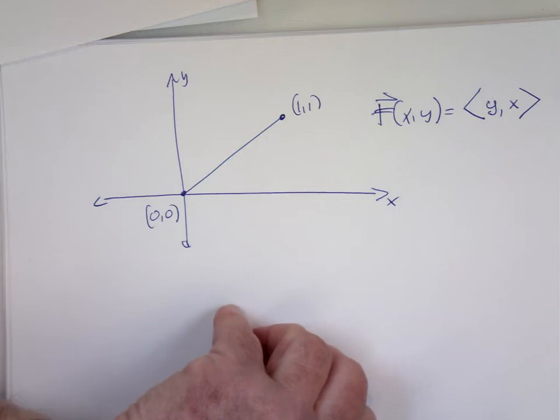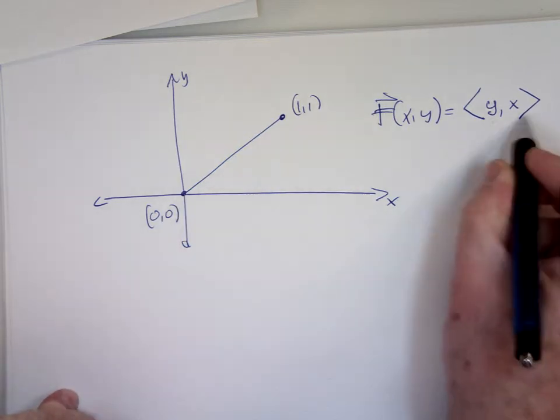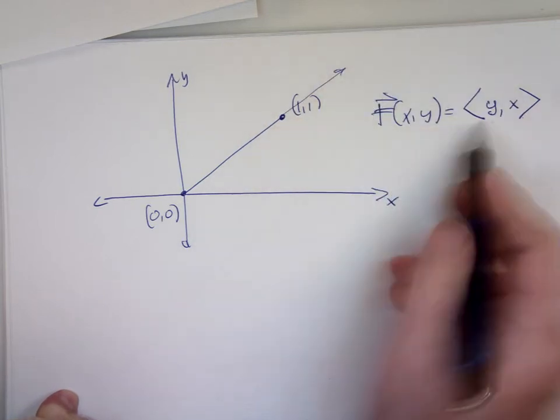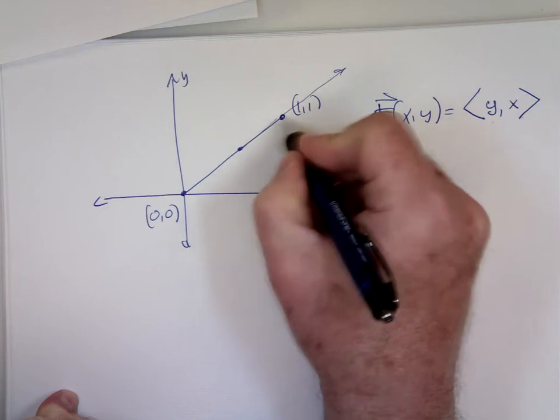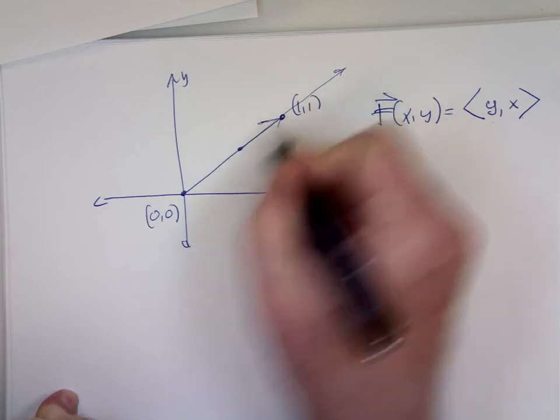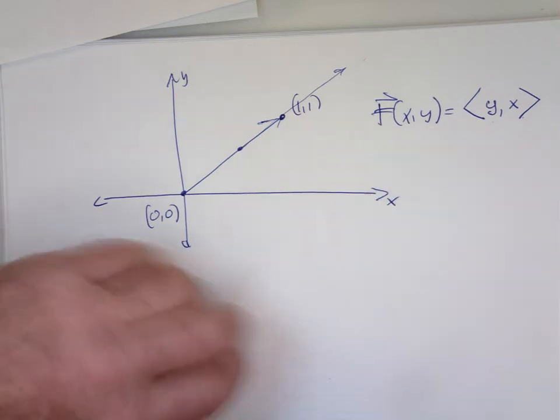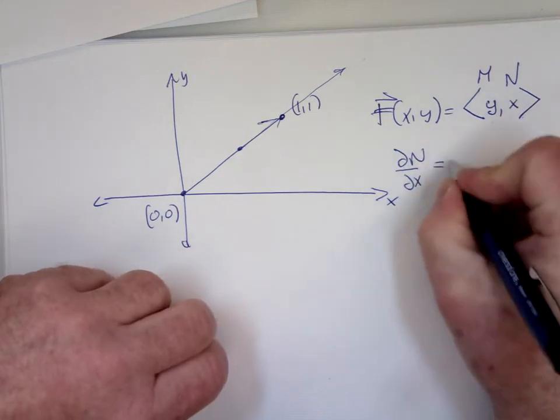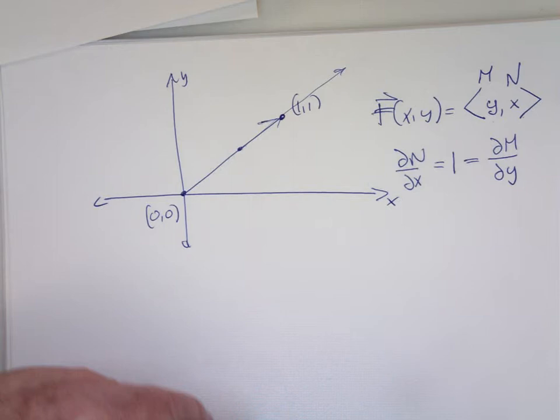What this is doing is assigning a vector to each point in the plane. At 0, 0, we get the 0, 0 vector. At 1, 1, we get the vector 1, 1. And at the point 1/2, 1/2 along the path, we get the vector 1/2, 1/2. All the vectors are pointing along the path of motion here. This is a conservative vector field. Let's verify that. Partial of N with respect to x is 1. Partial of M with respect to y is also 1. This is a conservative vector field.